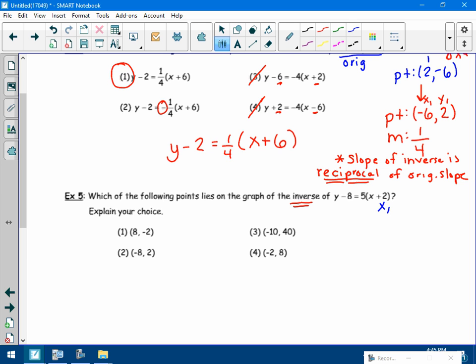Well, this is x1, y1, right? With the negatives built in. So the original equation would have had the point -2, 8. When I switch x and y, my inverse would have the point 8, -2. I literally just switched x and y. So that's also choice 1.